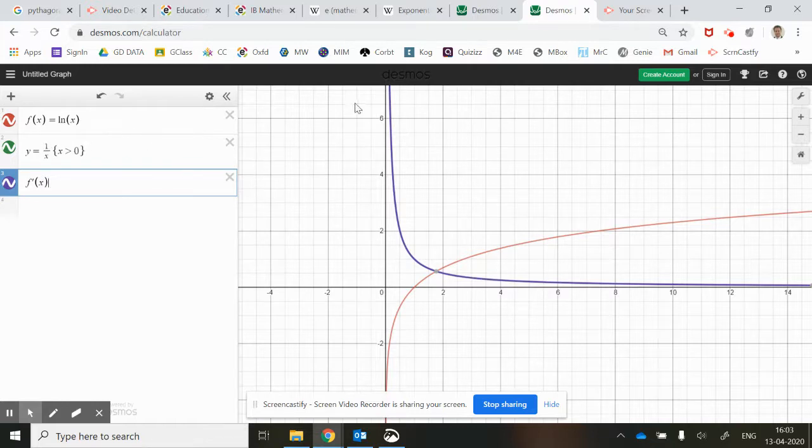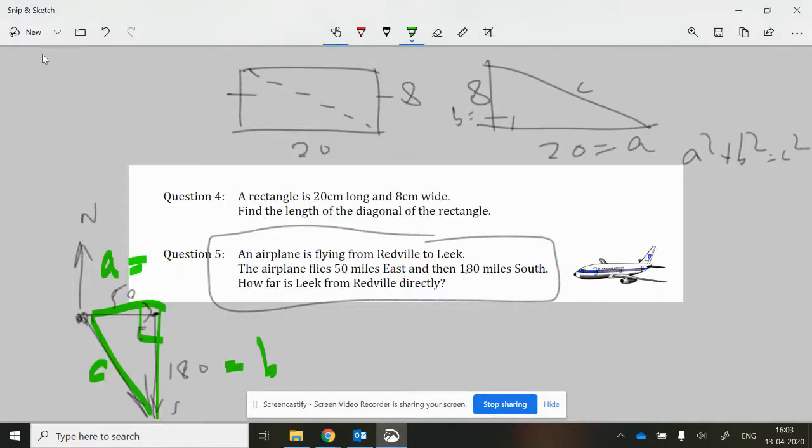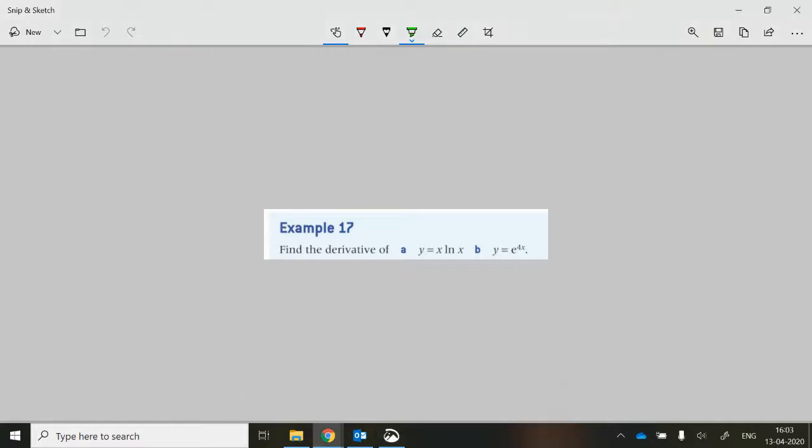Okay, right. Well, thank you for listening to all of that. Now we're actually going to do some questions. So let's pick out these questions here and use those rules. So first question, example 17, I'll do this one myself. We can see, find the derivative of this first function here.